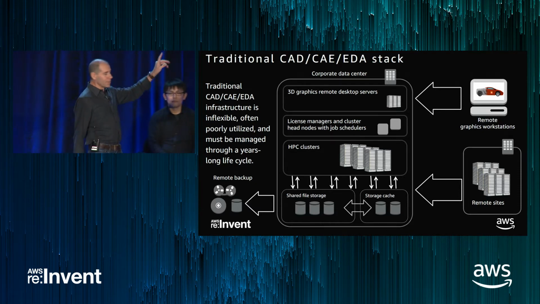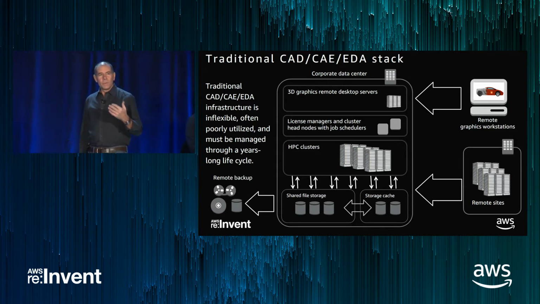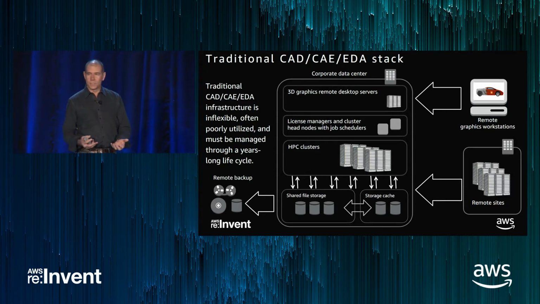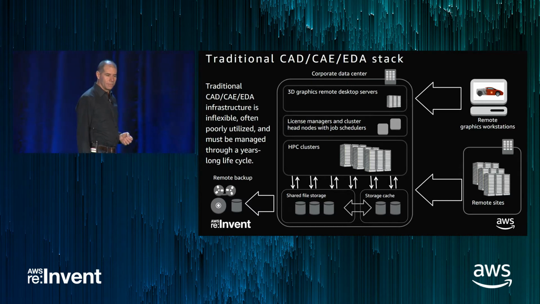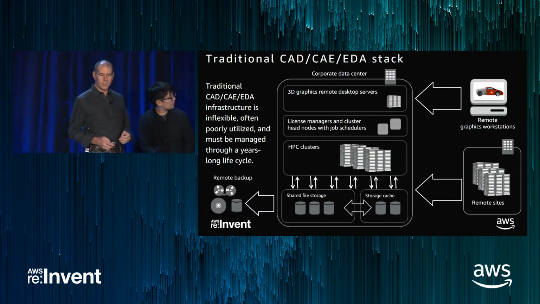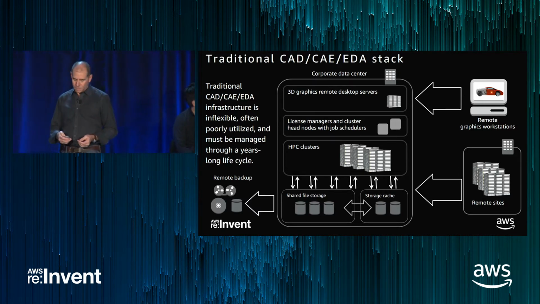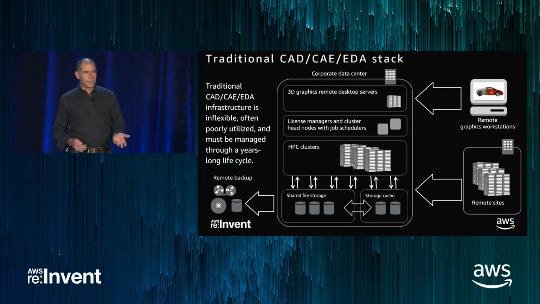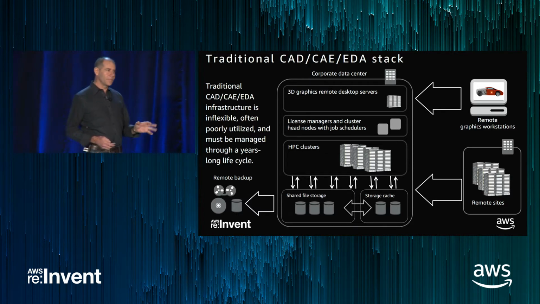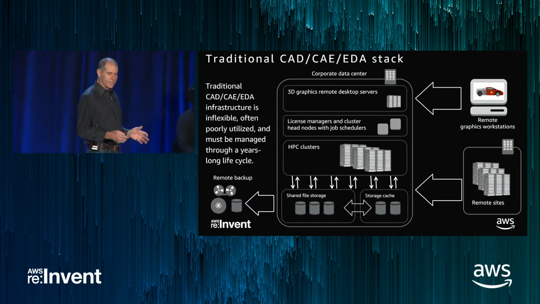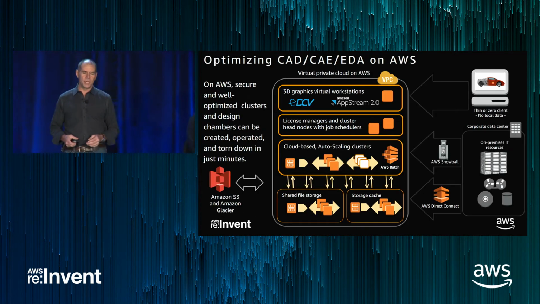And then finally, at the top of the stack, increasingly, remote desktop is part of the picture. So rather than putting a high-performance graphics workstation on every engineer's desk, push that out as well to the data center with remote desktop technologies, right? So when you think about migrating this sort of thing to the cloud, the first thing you want to think about is how to minimize disruption, how to minimize change.